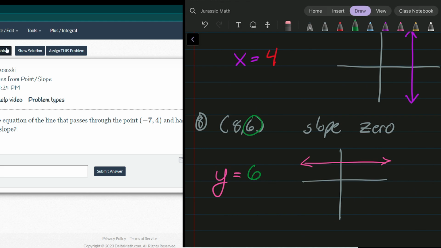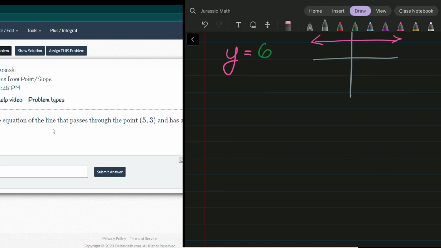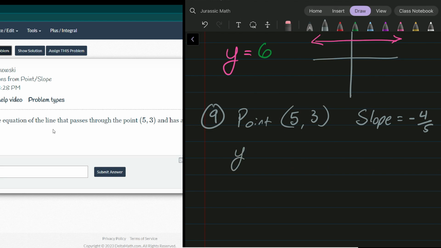And then the last type of problem you could have on here is when they actually give you a real slope. I know you guys can't see it, but this one is a real slope. So I'm going to put down number 9. It says 0.53, and slope is -4/5. What they want you to do is use the format y equals mx plus b, where m is your slope and b is your y-intercept.